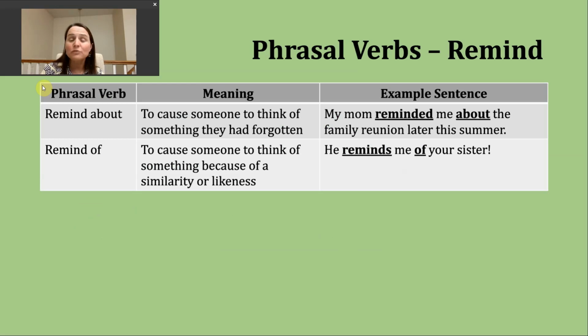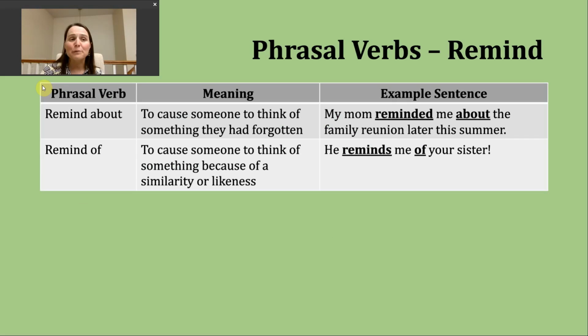Now, I do have a couple phrasal verbs for us to look at. The first is to remind about. This means we're causing someone to think about something they had forgotten. An example of this: my mom reminded me about the family reunion later this summer. So maybe I'd forgotten the dates. She says something and it makes me remember them.